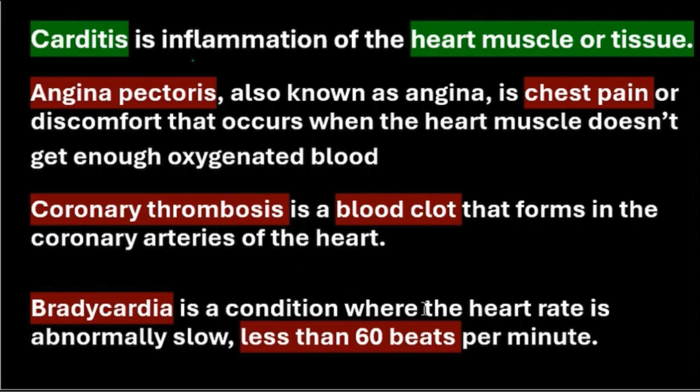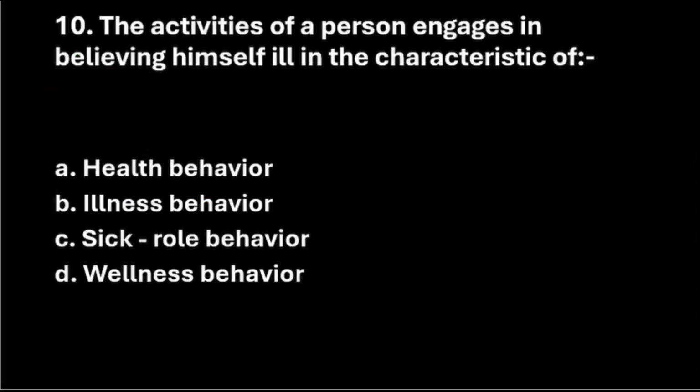And bradycardia, as you know, is when the heart rate is abnormally slow, less than 60 beats per minute. Next question. The activities of a person engaged in believing himself ill in the characteristics of health behavior. Option A, health behavior, option B, illness behavior, option C, sick role behavior, and option D, wellness behavior. The right answer here is option C, sick role behavior.